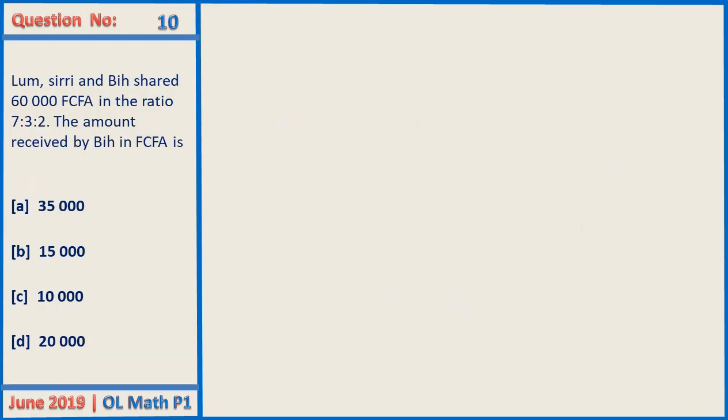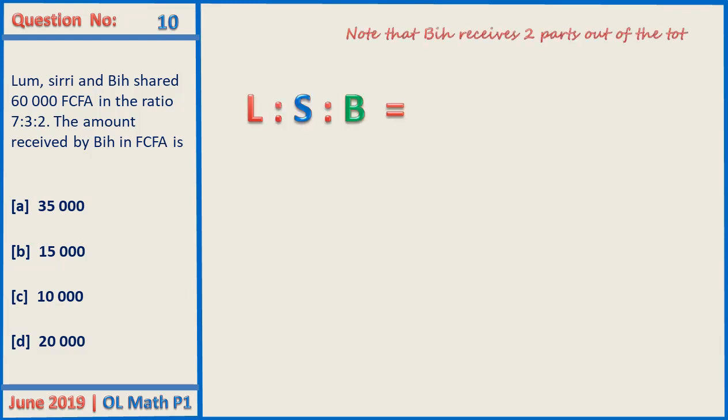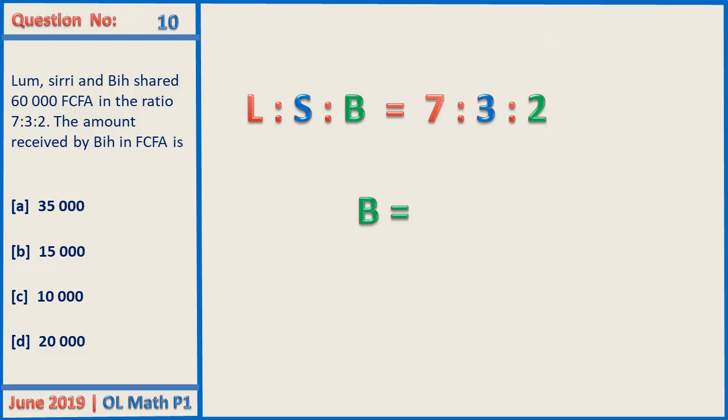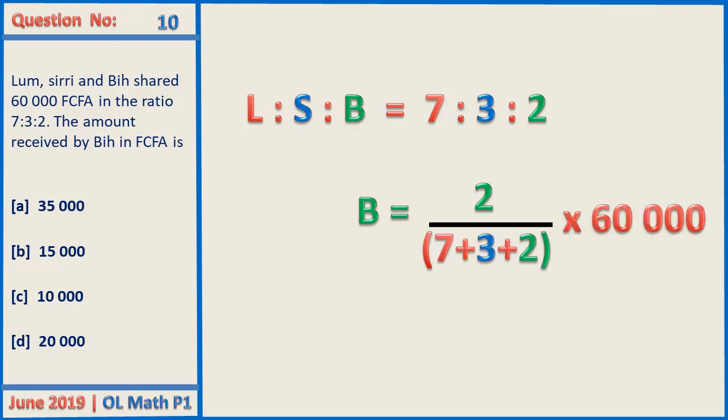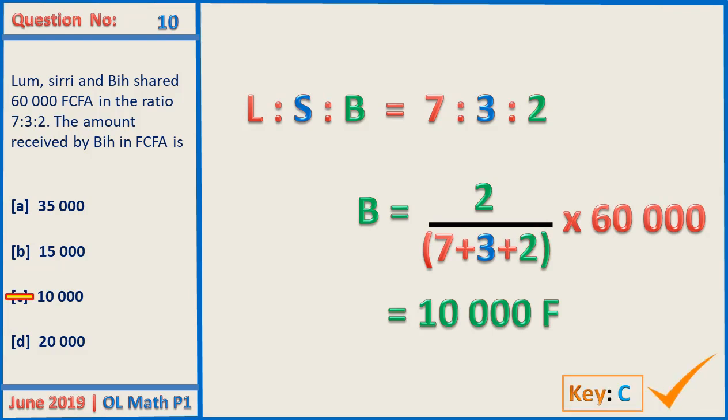Question 10. Loom, Siri and B shared 60,000 francs in the ratio 7:3:2. The amount received by B in FCFA is... Here we have to note that B receives just 2 parts out of the total number of parts. So her share is given by the 2 parts divided by the sum of all the parts, that is 7 plus 3 plus 2, times the total amount that was shared. Simplifying gives us 10,000 francs. So her share was 10,000 francs, C.